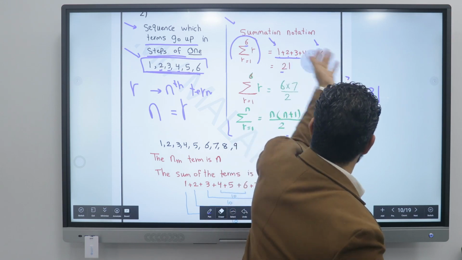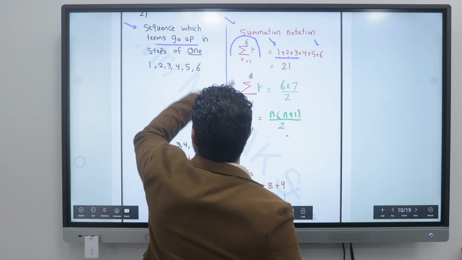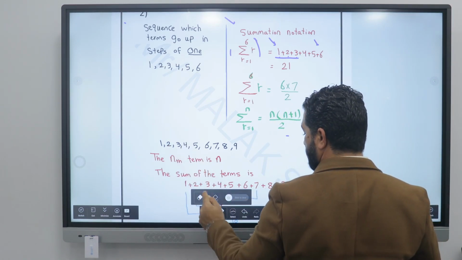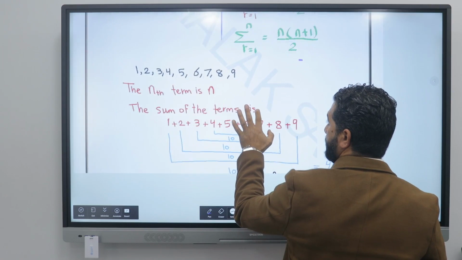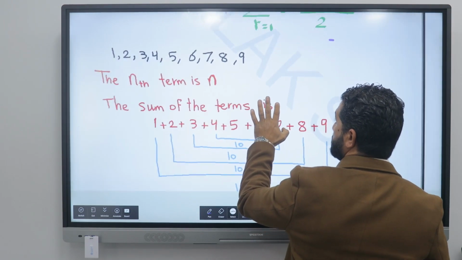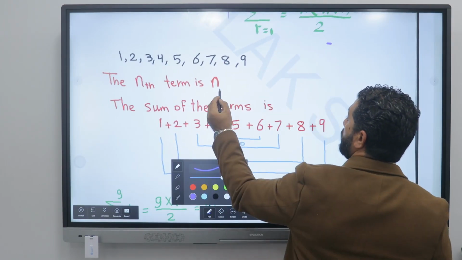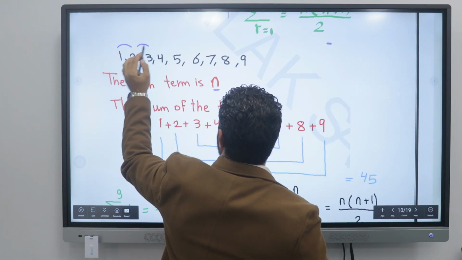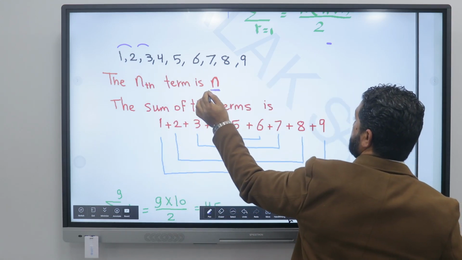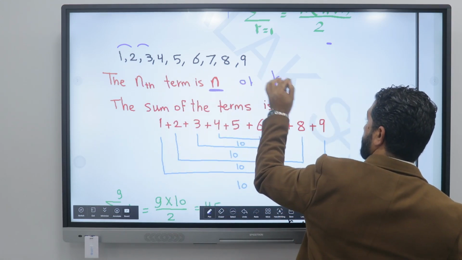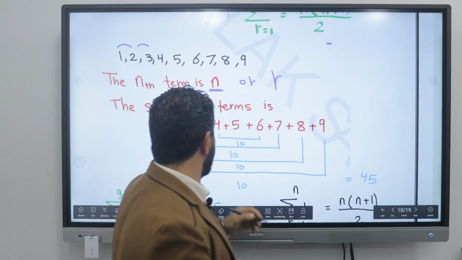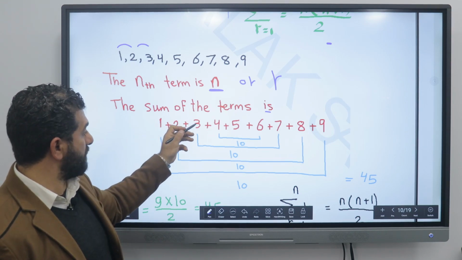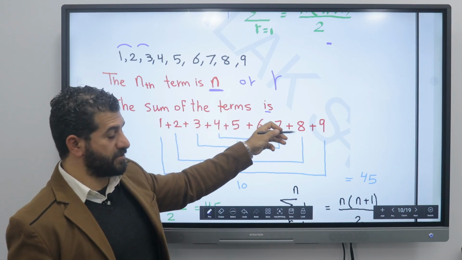Let's have a look at this one here. Pay attention. Here I have a sequence 1 2 3 4 5 6 7 8 9. The nth term of this sequence is n, because each time we add 1. So we can write the nth term as n or r. If you want to find the sum of all terms, it will be 1 plus 2 plus 3 plus 4 plus 5 plus 6 plus 7 plus 8 plus 9.